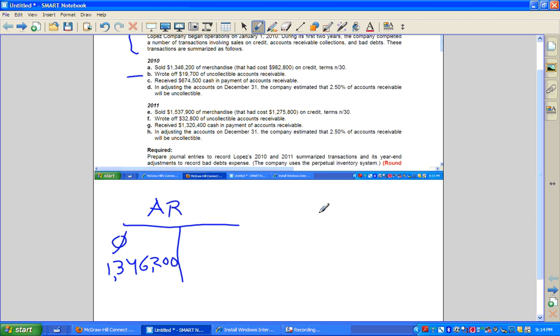Now here's the problem. A write-off looks like this, right? They take it out of ADA, allowance for doubtful accounts. That's supposed to be your cushion, and they take it out of accounts receivable. So we're going to take off 19.7 right off the top, debit here, credit here, which means accounts receivable goes down. We just take it off the books.